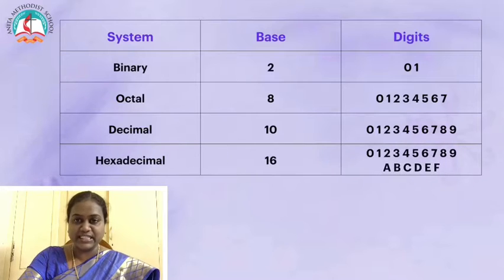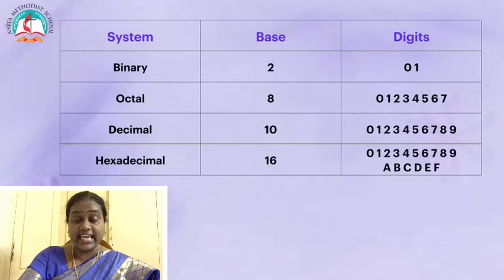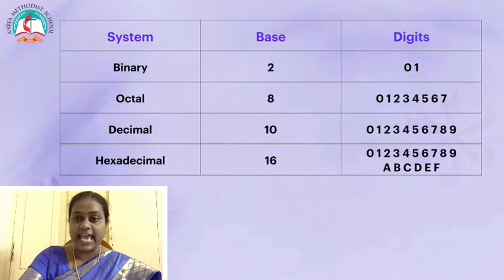For hexadecimal, the base value is 16. The digits go from 0 to 9. Then for 10, it is A. For 11, B. 12, C. 13, D. 14, E. And for 15 it is F. Now let us look into some examples.